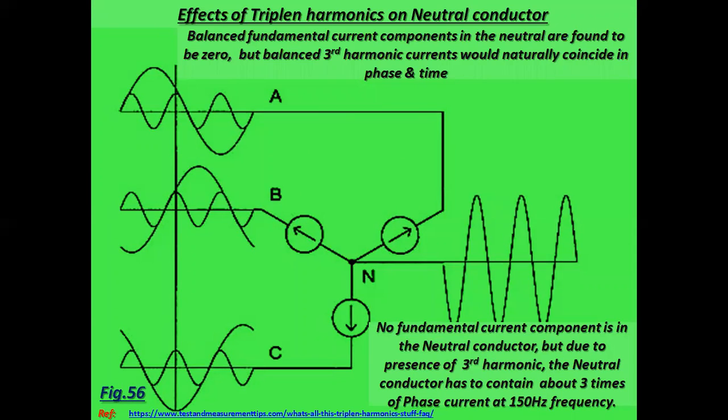See the effects of triplen harmonics on neutral conductor. Balanced fundamental current components in the neutral are found to be zero, but balanced third harmonic currents would naturally coincide in phase and time. No fundamental current component is in the neutral conductor, but due to presence of third harmonic, the neutral conductor has to contain about 3 times the phase current at 150 Hertz frequency.